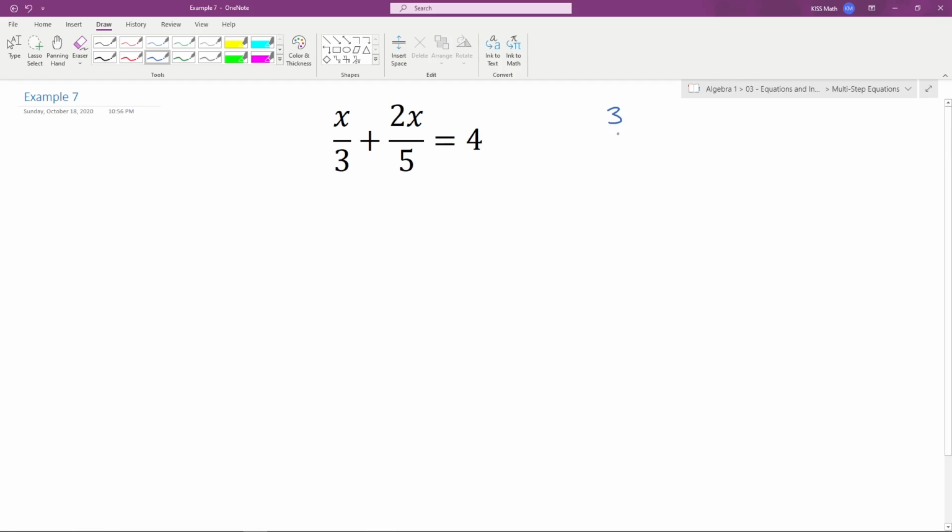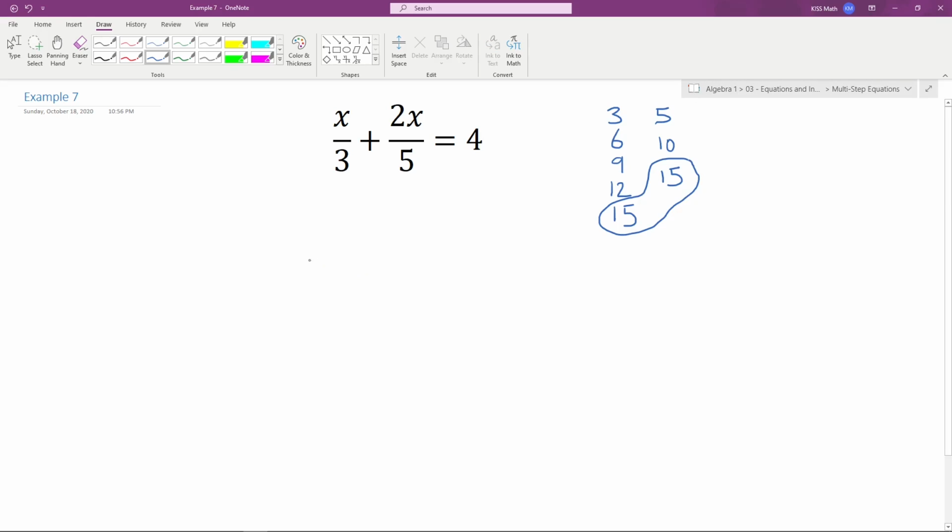And real quickly, I'll just list out the factors. 3, 6, 9, 12, 15, 5, 10, 15. So 15 is our common denominator here.